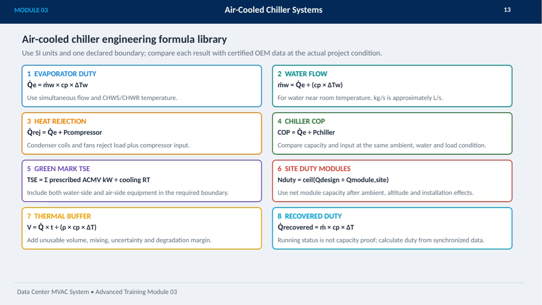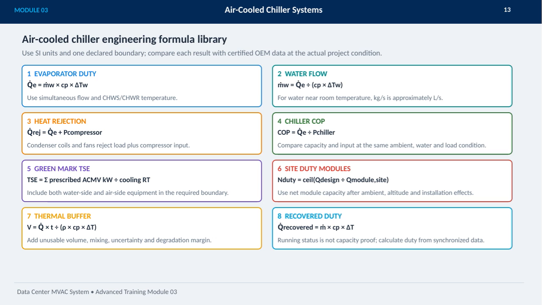Heat rejection equals the sum of evaporator duty plus the compressor power input, reflecting the total load that condenser coils and fans must dissipate. The chiller's coefficient of performance, or COP, is the ratio of evaporator duty to chiller power input, ensuring comparisons are consistent by maintaining the same ambient and water conditions. The Green Mark TSE metric sums all prescribed ACMV power over cooling capacity, considering both water and air side equipment within the defined boundary. For site duty modules, calculate the number of modules needed by dividing the design load by the module capacity, adjusting for ambient and installation factors.